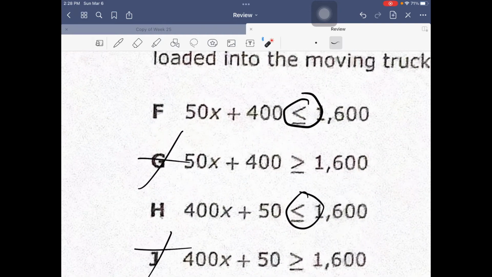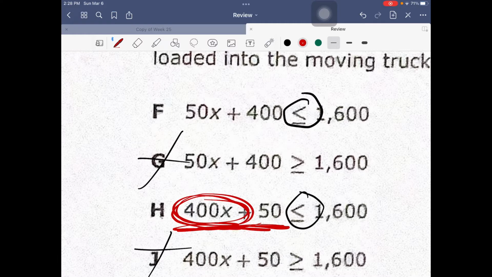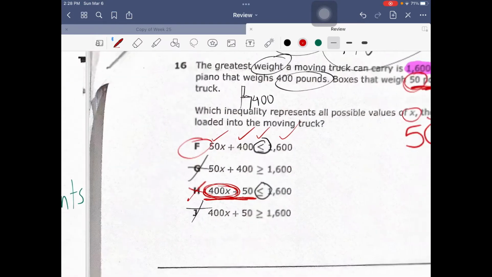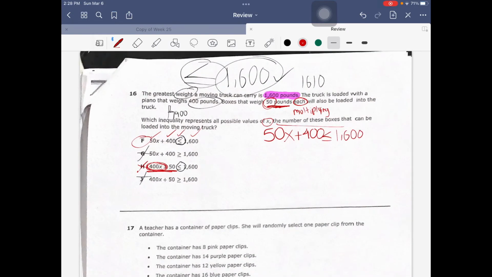Which one is multiplying by 50 and which one is adding 400? Why is it not H? This is multiplying by 400. This one's multiplying by 50, adding 400, less than or equal to 1,600. This is your answer. And this is the answer for number 16.